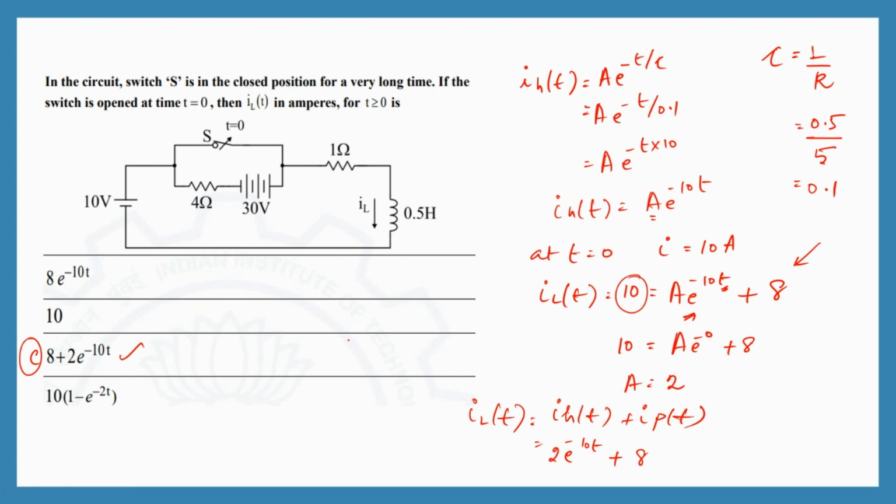So this is how we analyze RC and RL circuits for steady state. We need to remember that during steady state, the capacitor acts like an open circuit and the inductor acts like a short circuit. That's all with today's video.